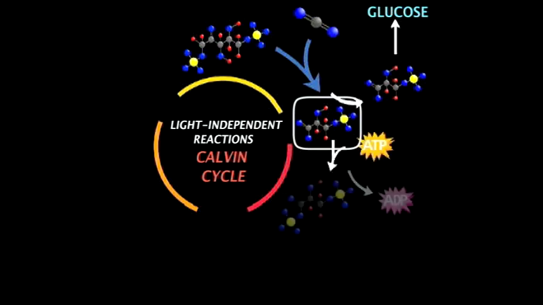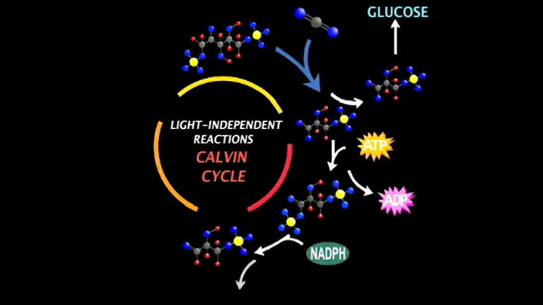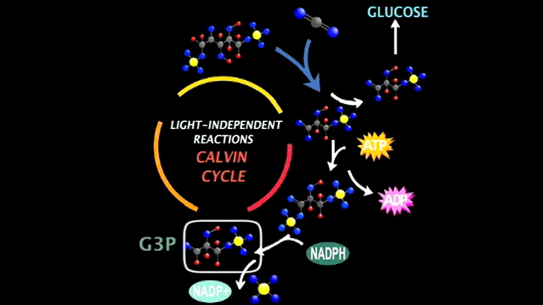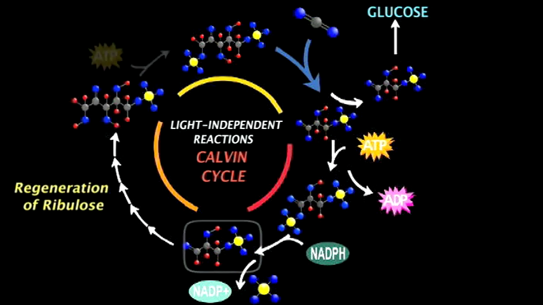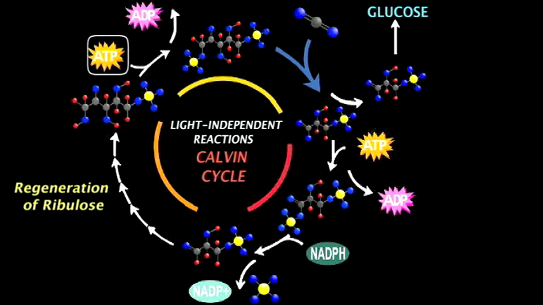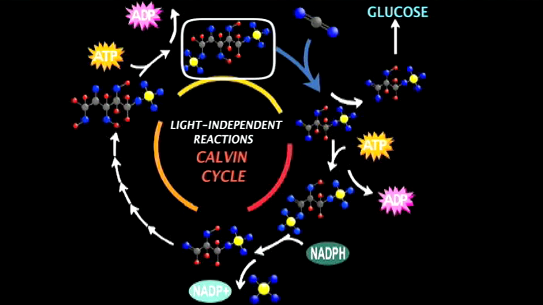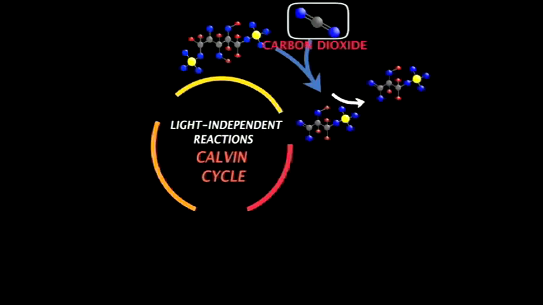First, it reacts with ATP. Then, the product of this reaction receives a hydrogen atom from NADPH, producing NADP and a new carbohydrate compound known as G3P. After that, a complex series of steps known as the regeneration of ribulose takes place that consumes another molecule of ATP. These steps result in the formation of a new ribulose biphosphate molecule, and with that, the Calvin cycle is complete. Now the cycle repeats itself with the fixation of a second molecule of CO2.